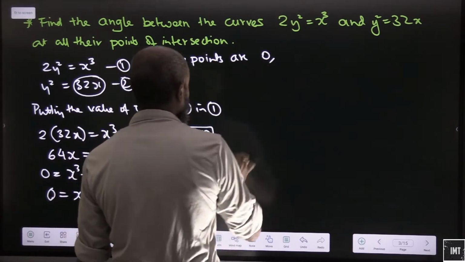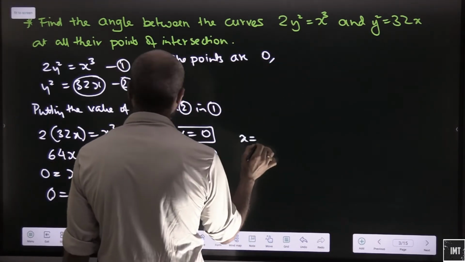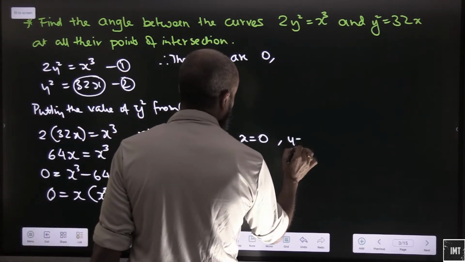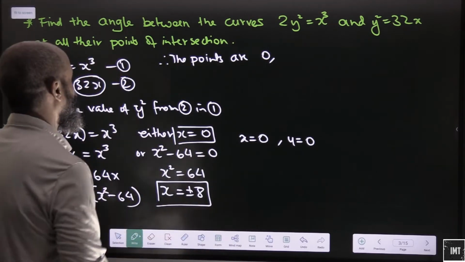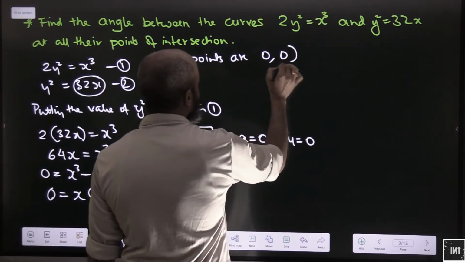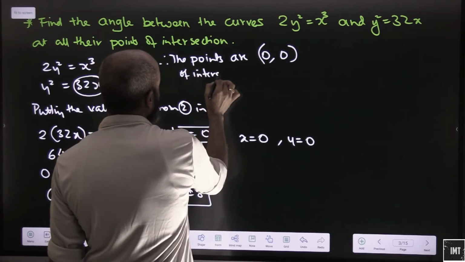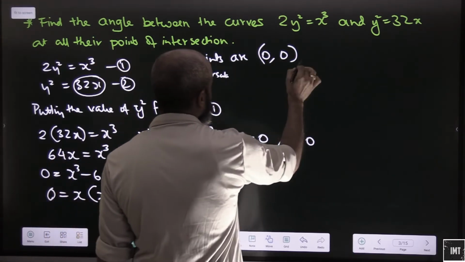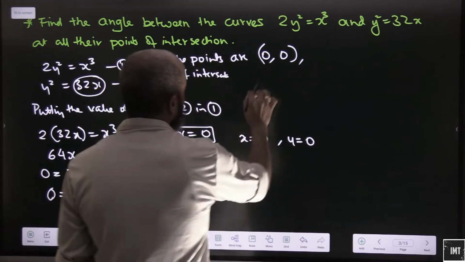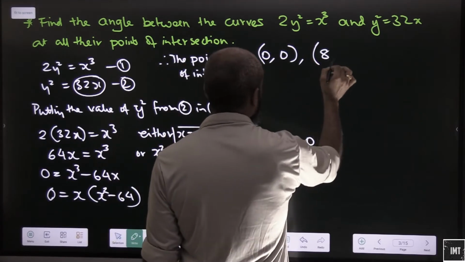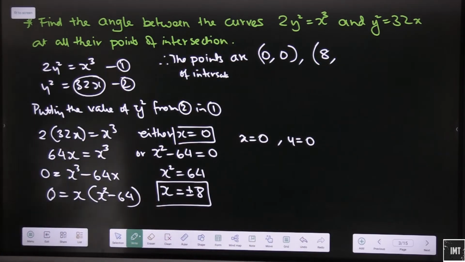For x equal to 0, what will be the value of y? y of course will be 0 for both of them. So the points of intersection are (0, 0), and then for the value of x equal to plus 8, what will be the value of y?